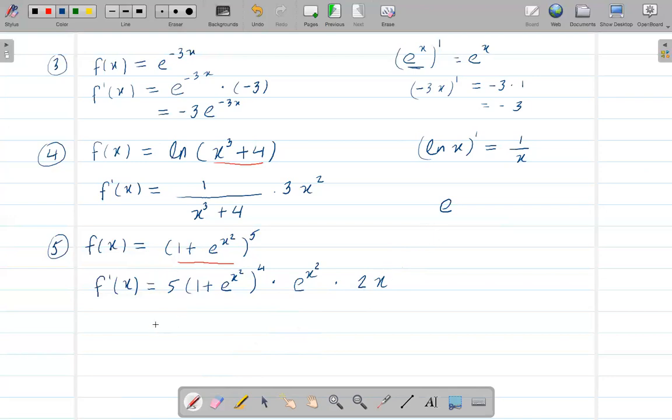So now I can just rearrange my answer. Multiply this 5 and 2, which will be 10, times x, times e to the power x squared, times 1 plus e to the power x squared, to the power 4. All right, so this is the derivative of this function.